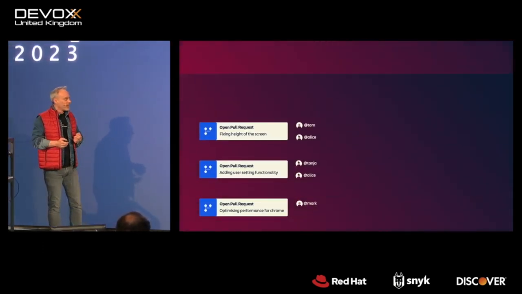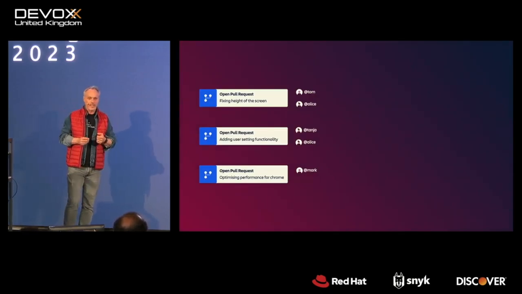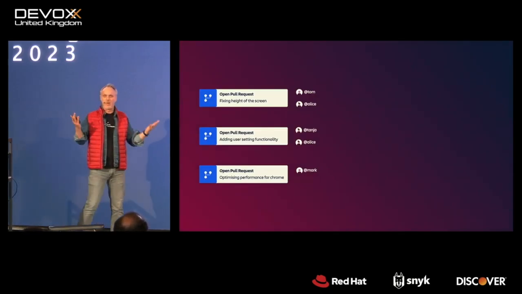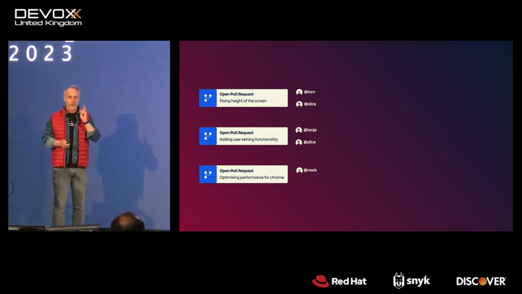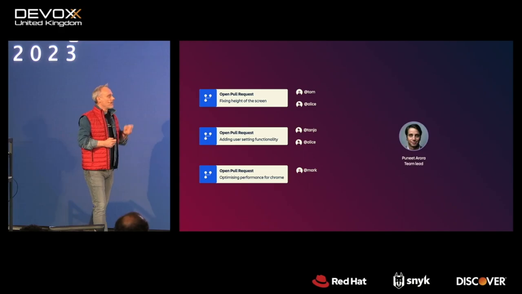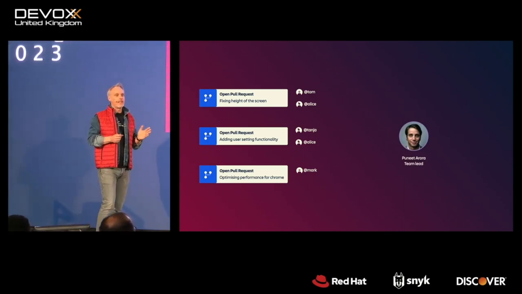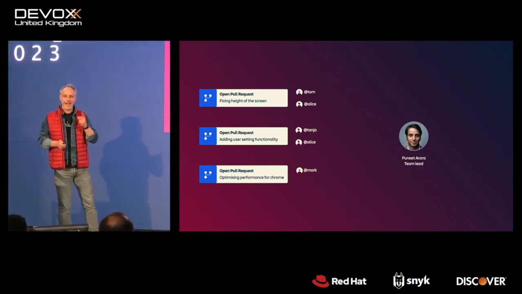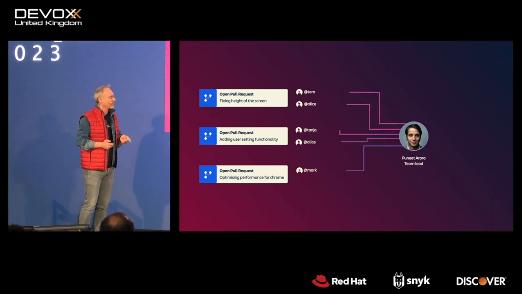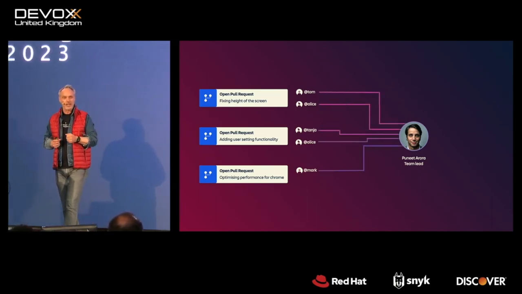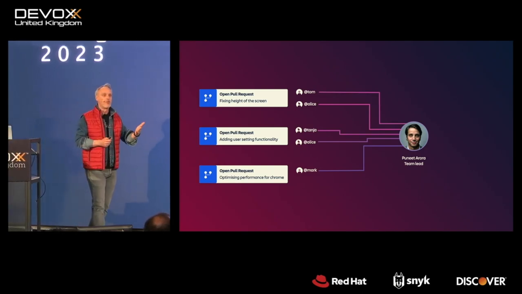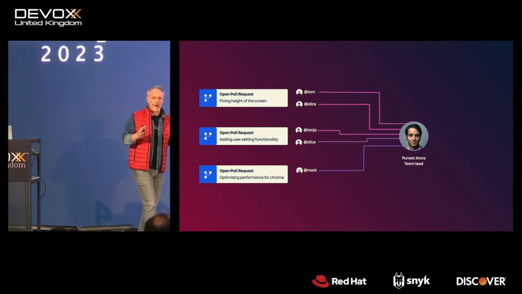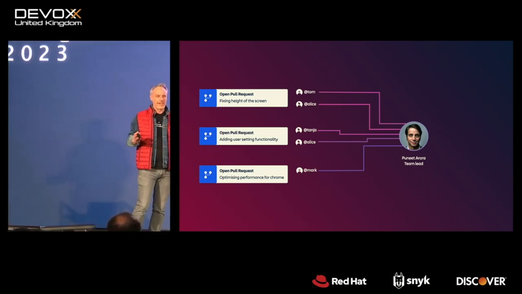Actually, one team had open pull requests. So you know that there are some open pull requests there, and then your reviewers are attached to it. There was a team lead called Puneet Arora. And Puneet did the following. He pinged every developer in the morning and said, you know what? You're a reviewer on an open pull request. Please review that pull request so we can move on, right? Okay, that's probably not a job for a team lead.